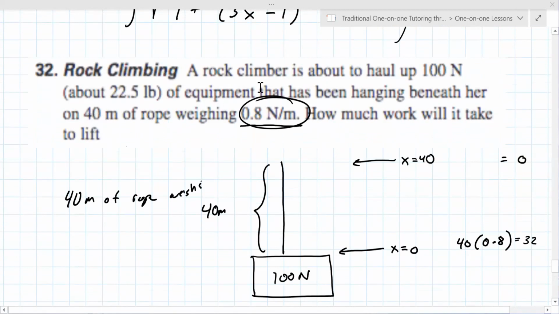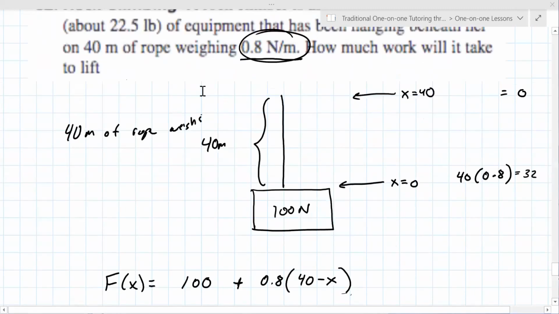Yeah, if you've ever climbed rocks, this is a big deal. That's why you limit how much stuff you bring, because it gets heavy quick.